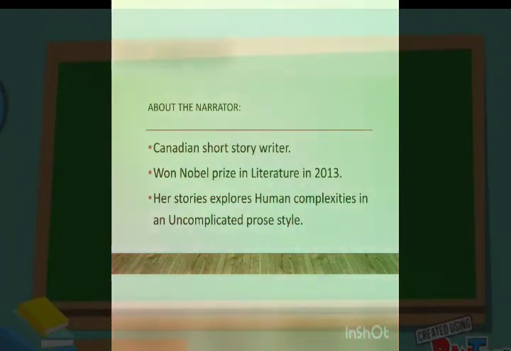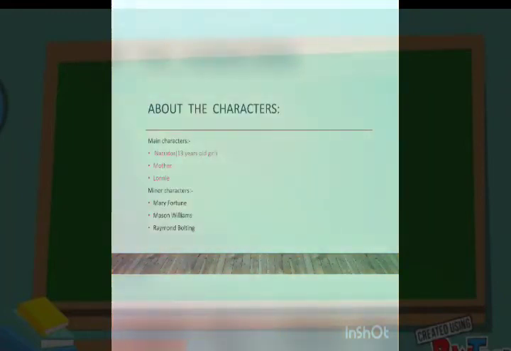Now we are going to know about the characters in the story. The main characters are the narrator, a 13-year-old girl, her mother, and her friend Loni. The minor characters are Mary Fortune, Mason Williams, and Raymond Bolting.